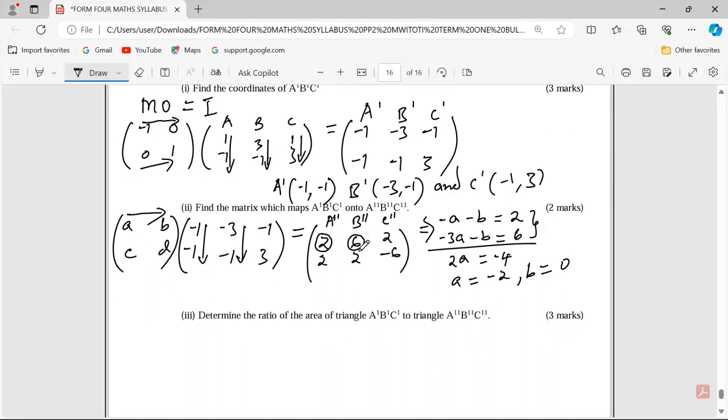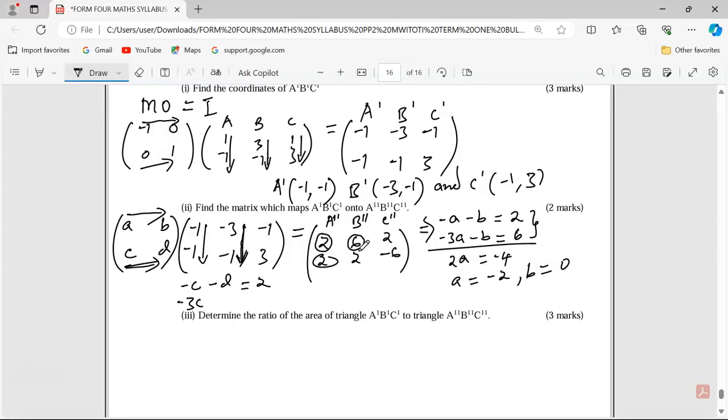In the second row and the first column, I'll be having -c, -d to give us the first element here, which is 2. Then we will have again the second row, which is c, d, multiplied by the second column, which is -3, -1.